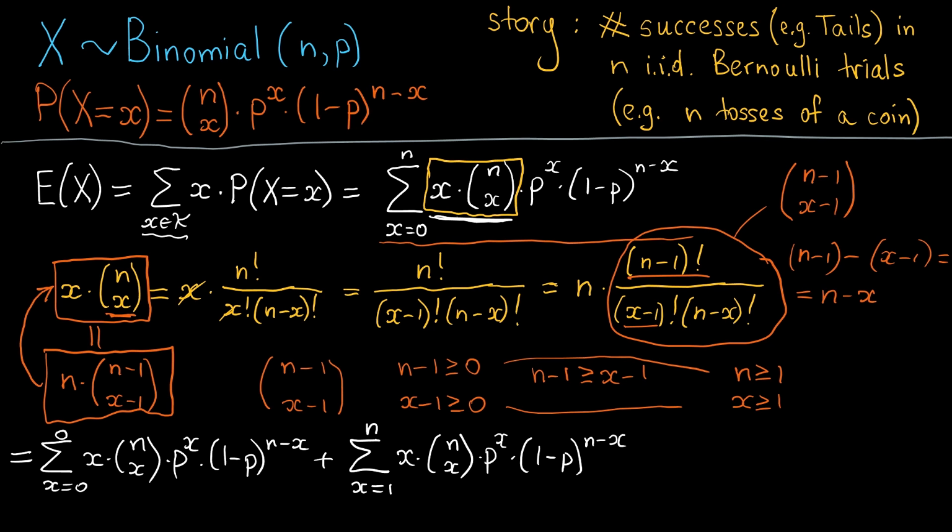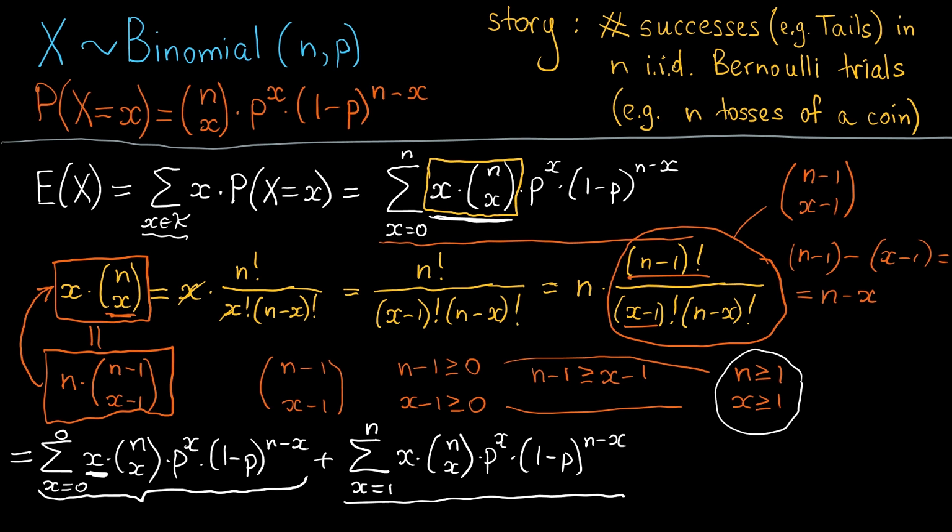Well, because these conditions, n always greater than or equal to 1 and x greater than or equal to 1, are satisfied for the second term, but not for the first. So we could substitute this expression we derived in the second term, but not in the first. Okay, but what's the deal with the first one? So this one is to be evaluated when x equals 0. But notice that x enters the expression here under the summation sign, multiplying whatever is left. So we'll get 0 here when x is 0. So this first term will be 0.